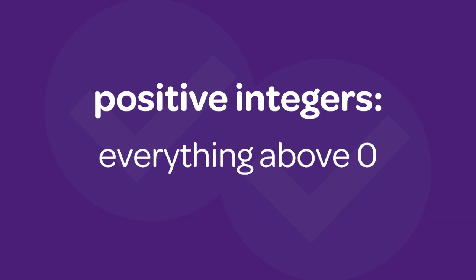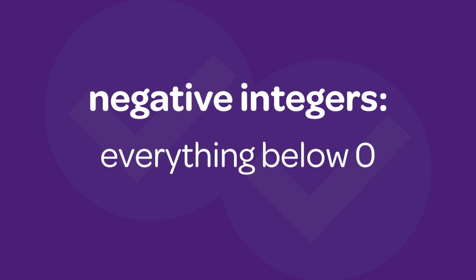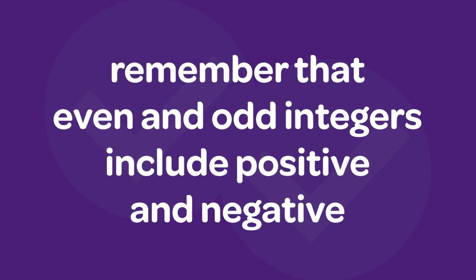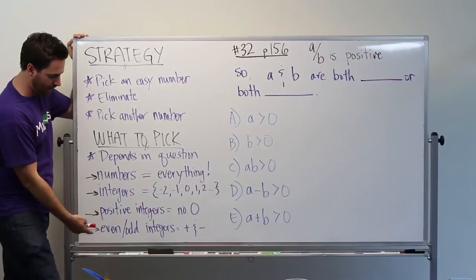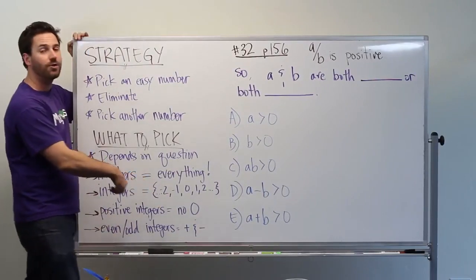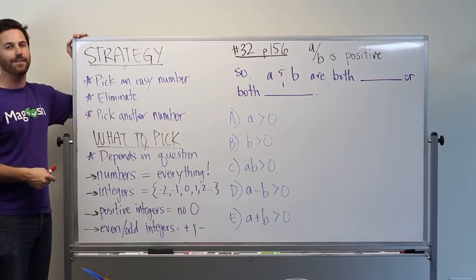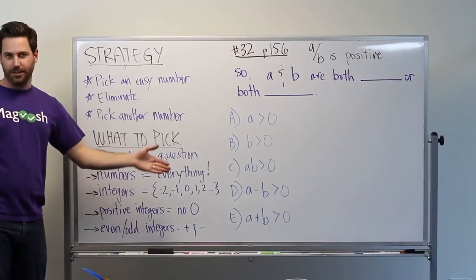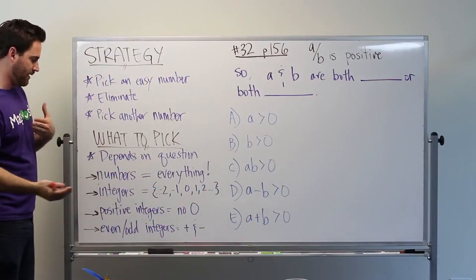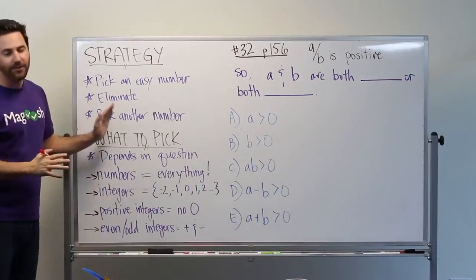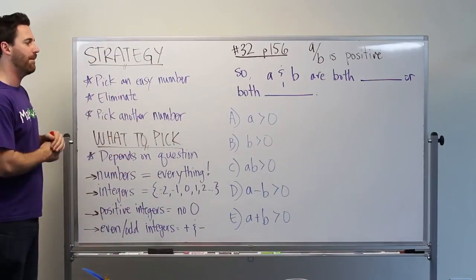Positive integers is everything above 0. Don't count 0, so 1, 2, 3, 4, 5. Negative integers will be below 0, -1, -2. And then finally, even and odd integers. This is a reminder that that does include positive and negative. So if you had even integers, -2 and 2 would be counted. Also remember, 0 would be counted as an even integer as well. Odd integers, -3 and 3. Okay, so that is our strategy. We have an idea of how to pick numbers.